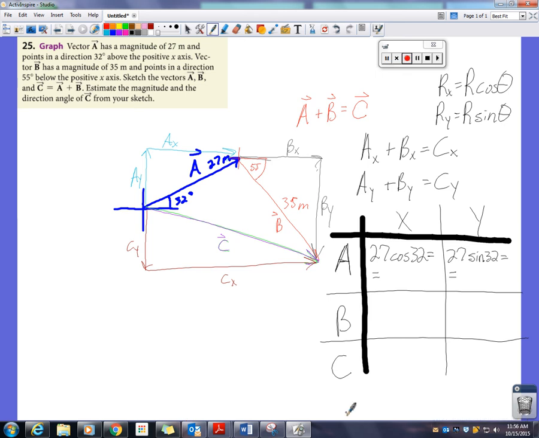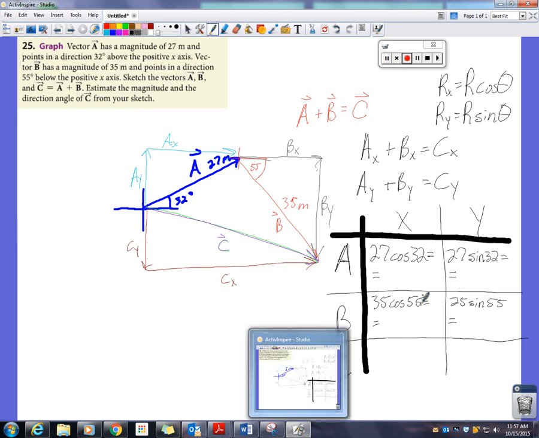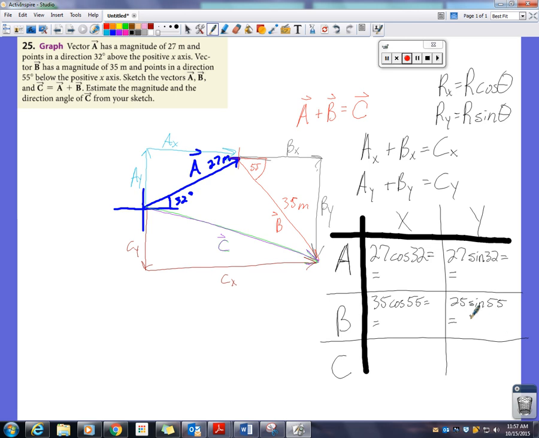Then for B, the equations are going to be 35 cosine of 55 and 35 sine of 55. Now, as you can see from the picture, one of these is going to be negative. The y component is going downward. It was 55 degrees below the positive x-axis, so that's like southeast. So just to remind ourselves, before we even plug it into a calculator, we're going to make that negative.